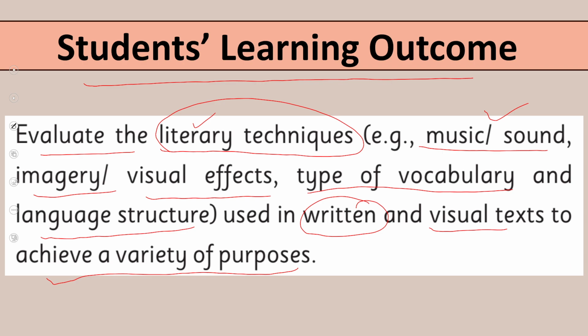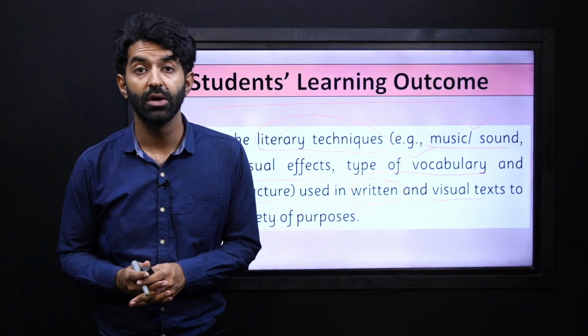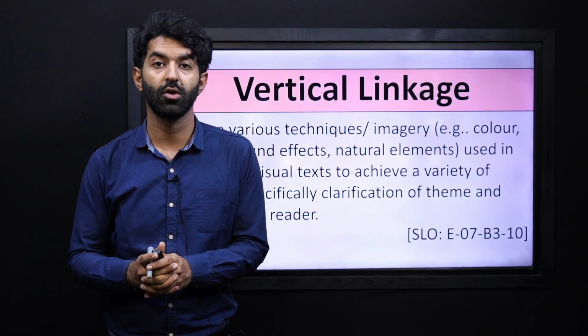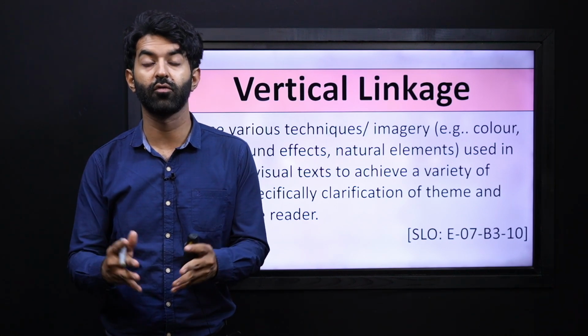It includes the rhyming scheme, imagery, because the words and phrases create a visual effect in your mind. We are going to see the type of vocabulary and also why the poem is structured and written in this way. So let's start doing it. Here you can see a vertical linkage. This is for your additional information for you and for the teacher.